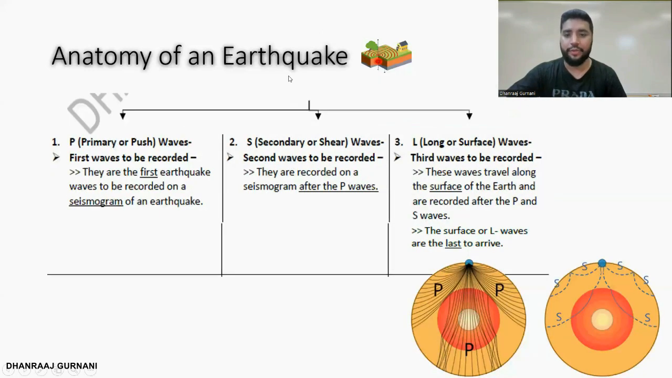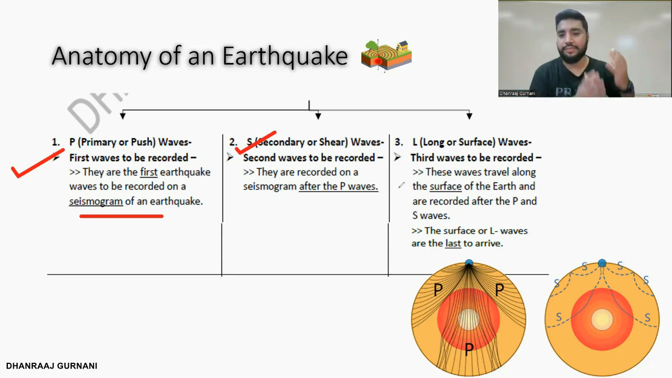First one, primary waves. They are the first to be recorded. These waves are the first to be recorded on a seismogram of an earthquake. Second type of waves, S waves, that is secondary or shear waves, as we said. As the name says, primary comes first. So primary waves are the first to be recorded on a seismogram.